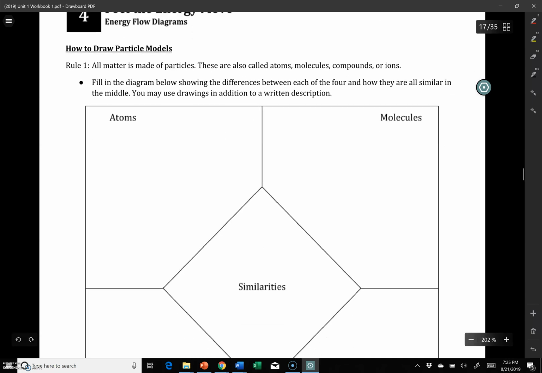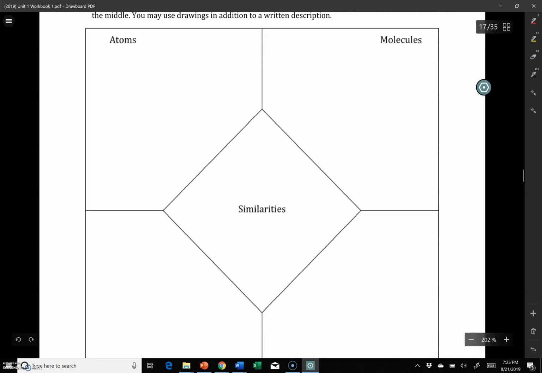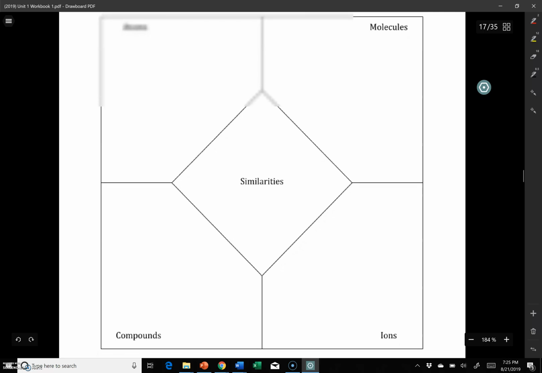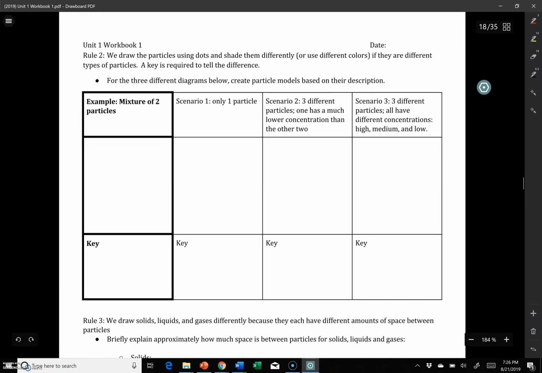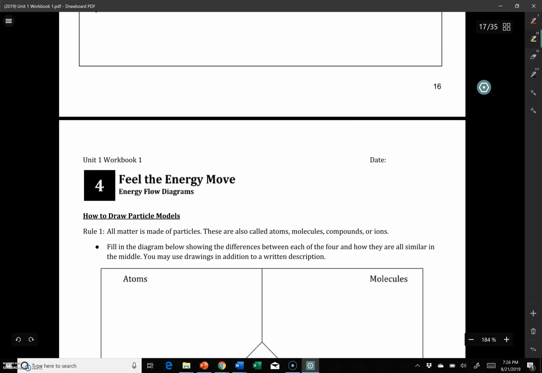So with your group, you should have already defined all four of these terms, one for each individual, and shared them out. And you should have also then, as a group, come up with similarities between all of them. Okay. Now, that comprises our rule number 1 here, where all matter is made of particles. It's technically all matter is made of atoms, and atoms make up molecules, compounds, as well as ions.